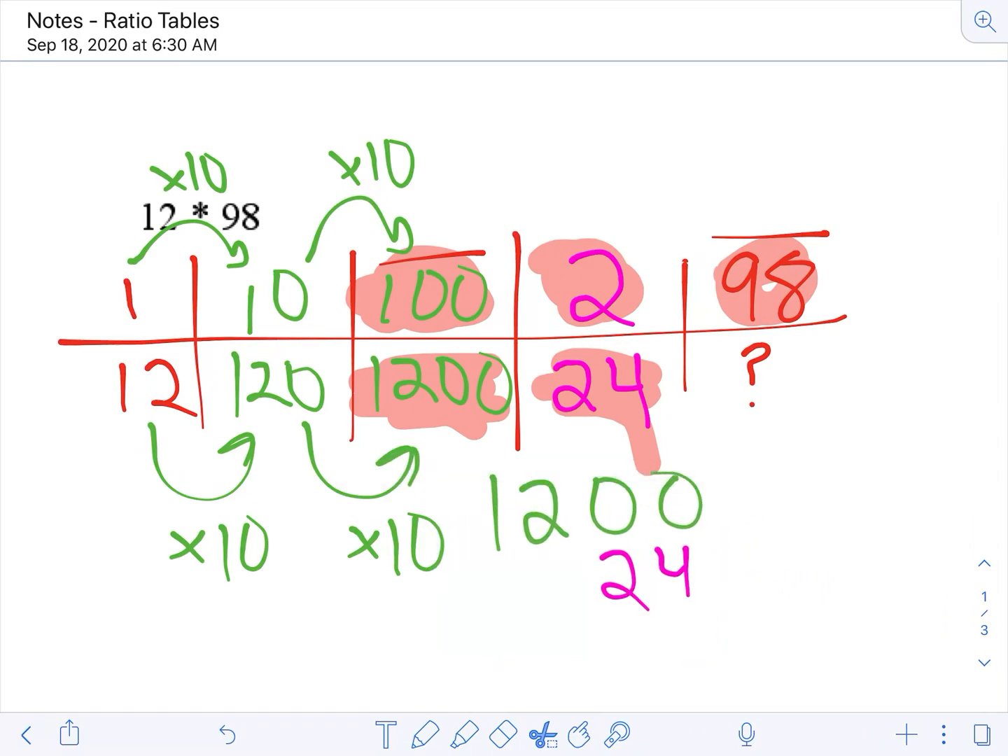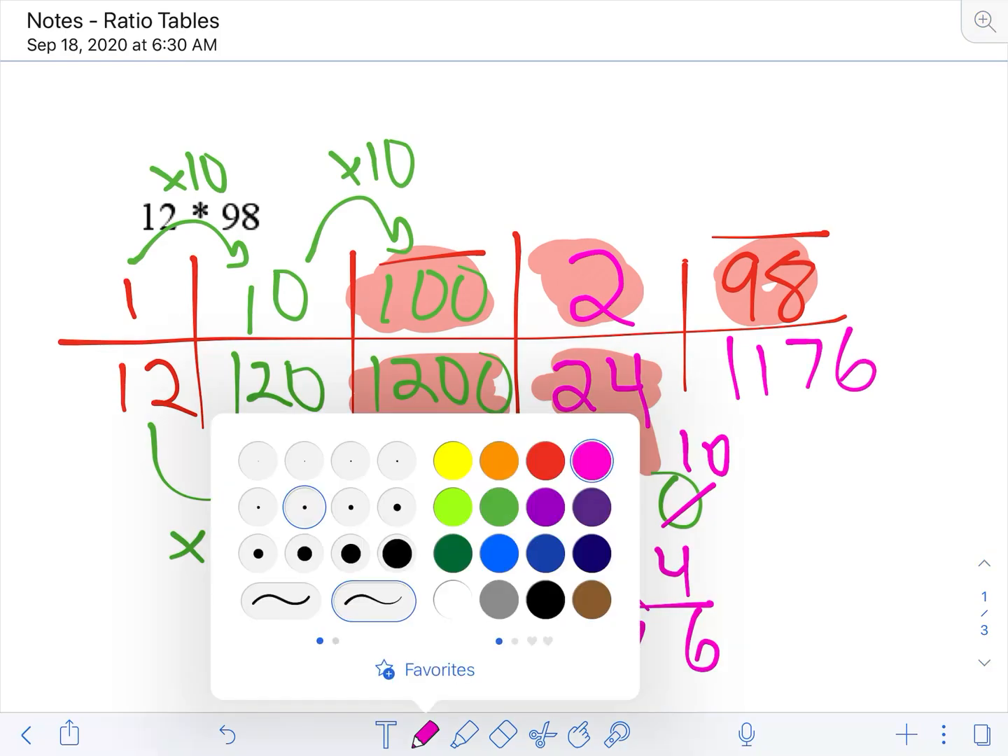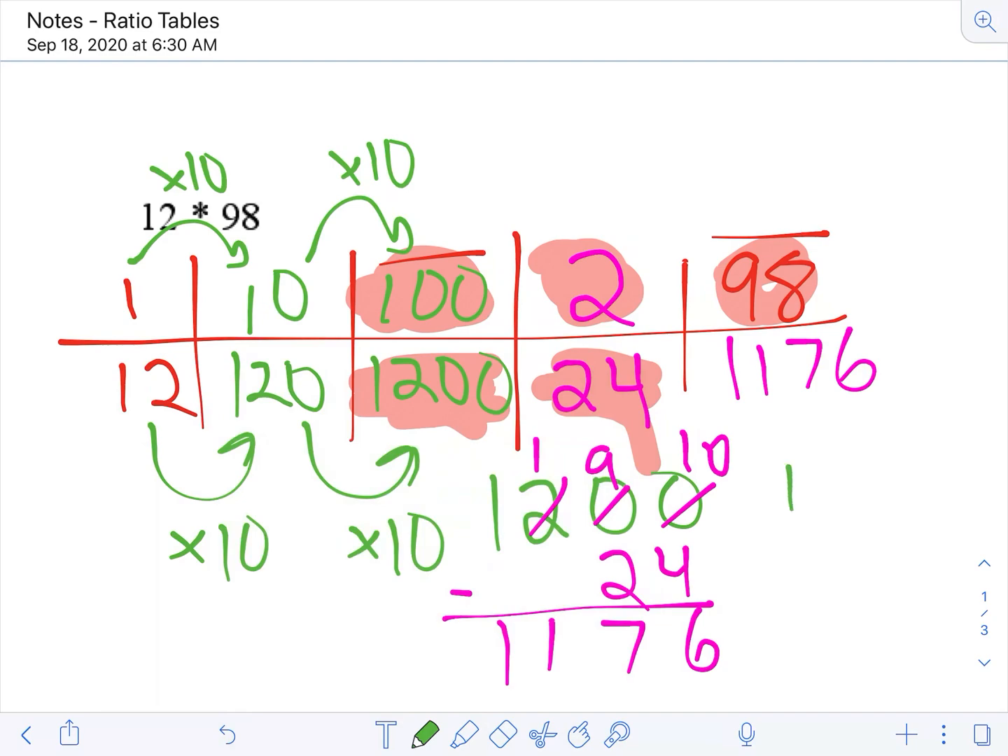What if, so we can do this. Bam, bam, bam. That's 1 and 9 and 10. 10 minus 4 is 6. 9 minus 2 is 7. 1, 1. Okay? So let's get that answer out of the way. It's going to be 1,176.